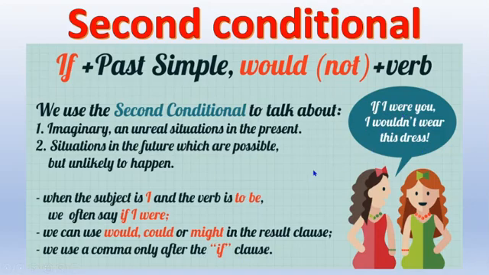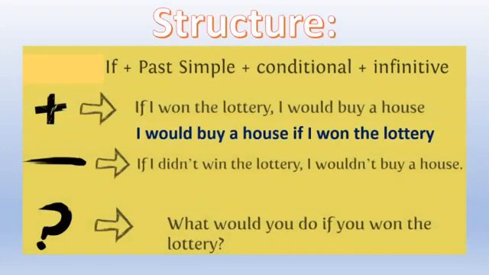Now, the idea is we're talking about conditionals. In second conditional, we're talking about things that are not true. You imagine something about your situation, and you imagine the future consequence. Okay, now the structure. We have if, past simple, conditional, and the verb in infinitive. For example, if I won the lottery, comma, I would buy a house.